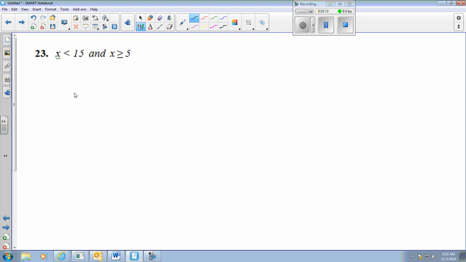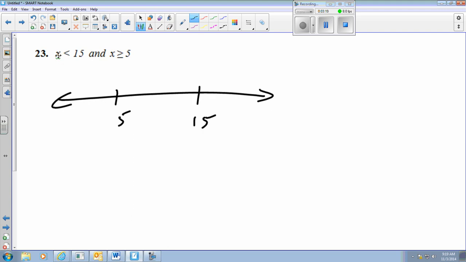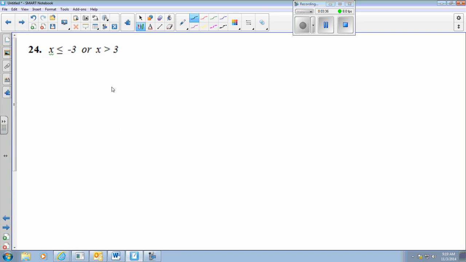For 23, we have an and statement. Here's a 5, here's the 15. x is less than 15, going that way. x is greater than or equal to 5, going that way. Since it's an and statement, it's what's between them. So in interval notation, we would say from 5 to 15, inclusive on the 5, non-inclusive on the 15.